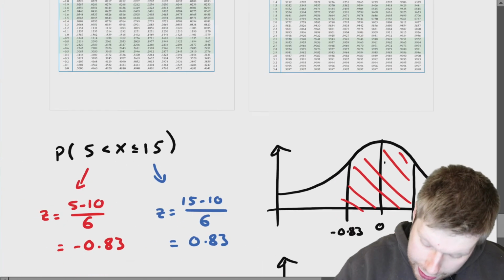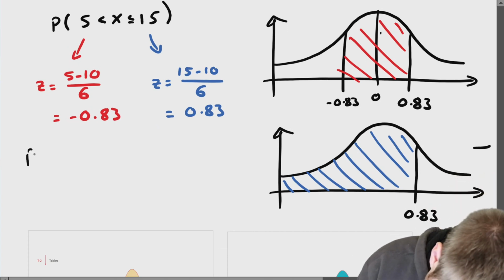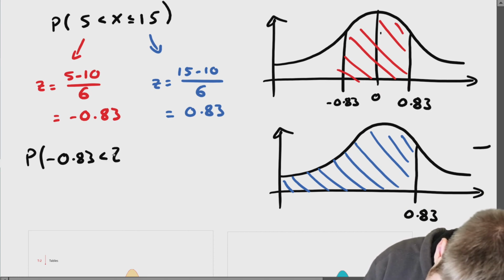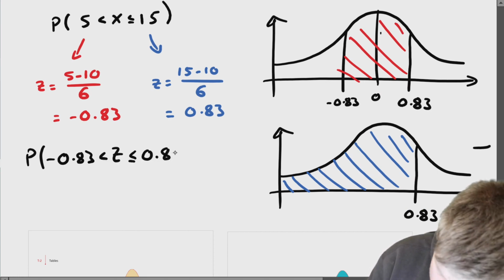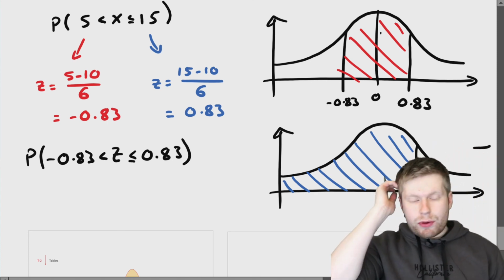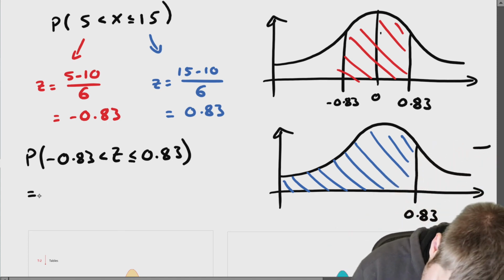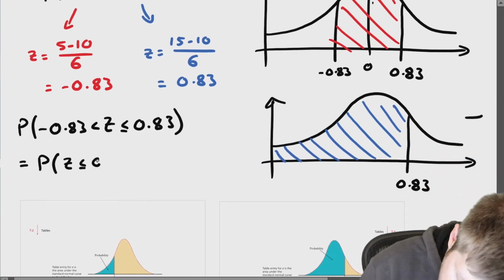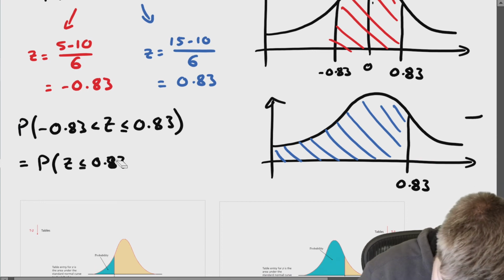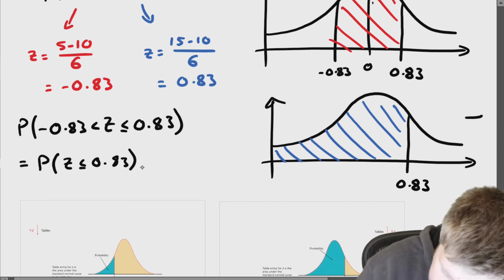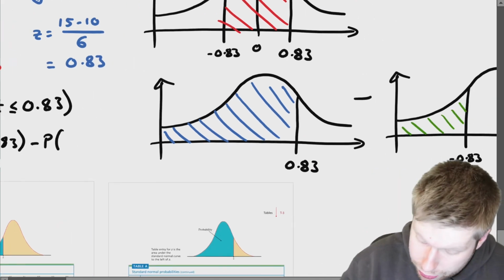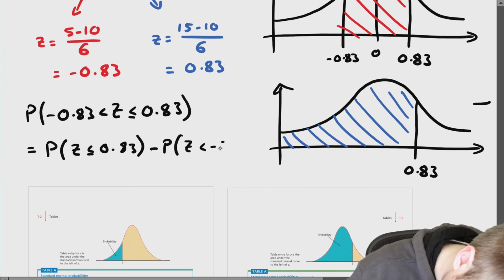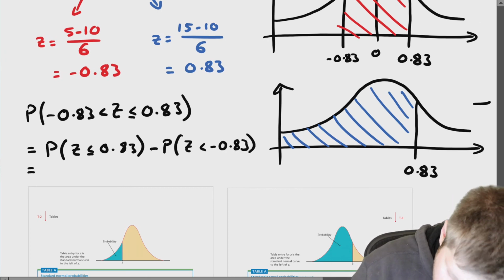Okay, so in other words, I'm trying to find, first of all, let's look on our tables for between 0.83 and negative 0.83. Okay, remember that less than or equal to doesn't matter about the difference. So the way I'm going to calculate that is first of all find the blue region, which is the probability that z is less than or equal to 0.83. Let's write that properly. And then take away the green region, which is the region which I don't want. Okay, so I'm going to take away z being less than negative 0.83. So let's work out what these probabilities are.